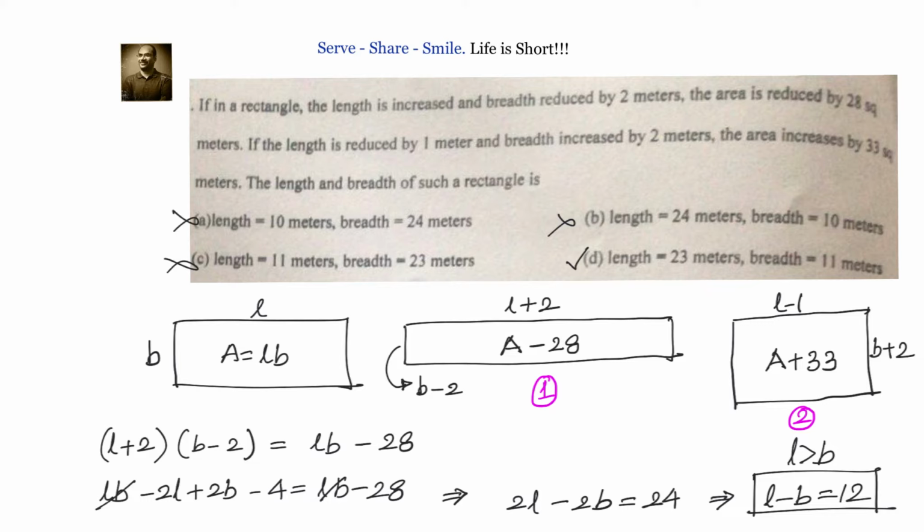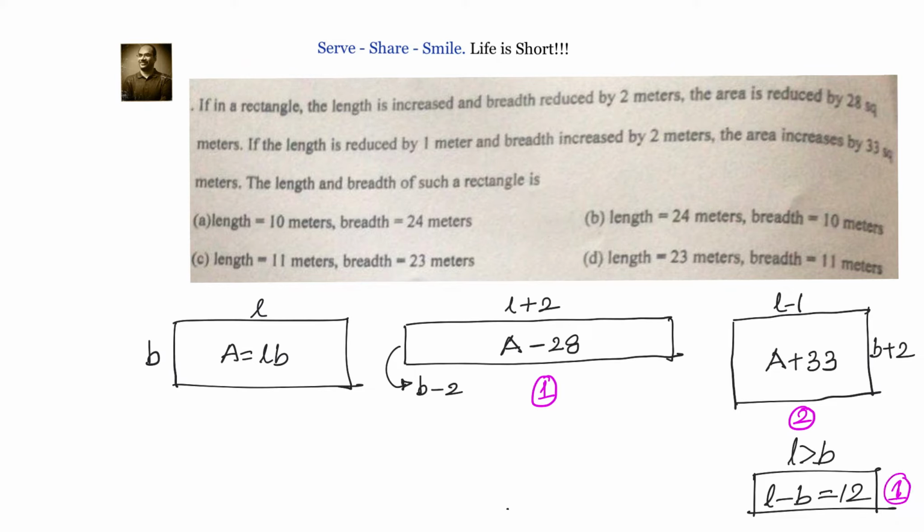Now suppose this is not an MCQ, then how will we move forward? We have to go to the second condition and get another linear equation in two variables, solve them so that we can get length equals 23 and breadth equals 11. Let's have a look at that. Second condition: length is reduced by 1. So area is length into breadth. Now the revised length is L minus 1 and the breadth is increased by 2, B plus 2.